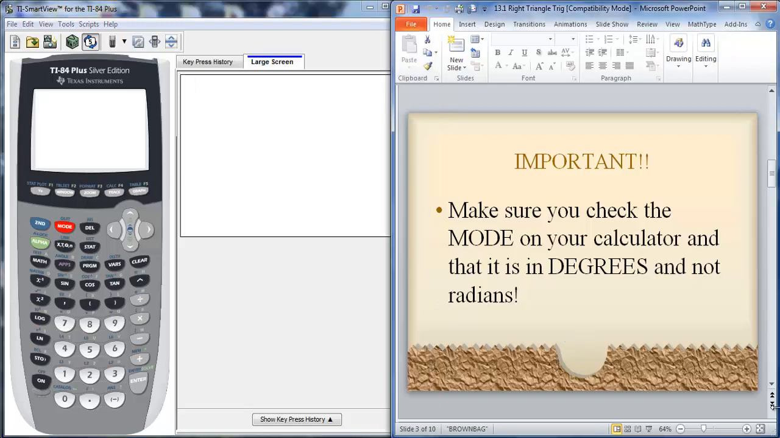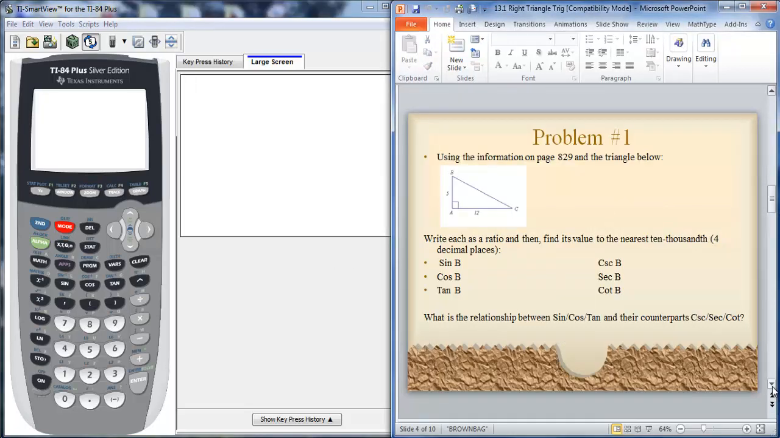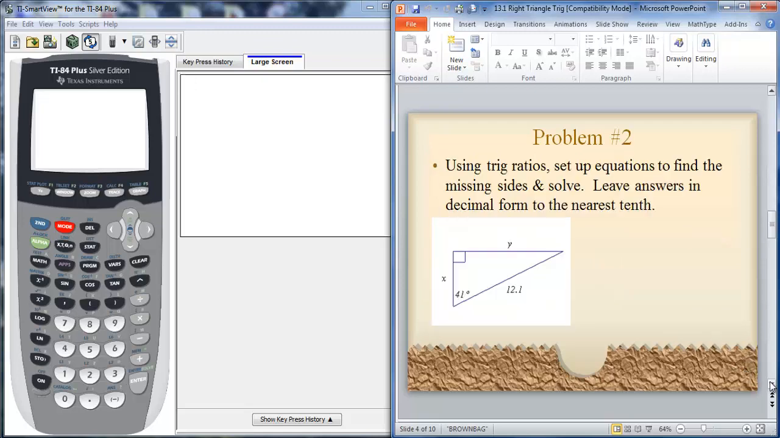So now we're going to go ahead and skip this one. We already did it. We're going to use trig ratios, and we're going to set up equations to find the missing sides and solve. We want to leave the answer in decimal form. Okay, so now how would I find this information? I'm going to do a separate screencast of setting all the different things up and looking at the ratios to find missing pieces.